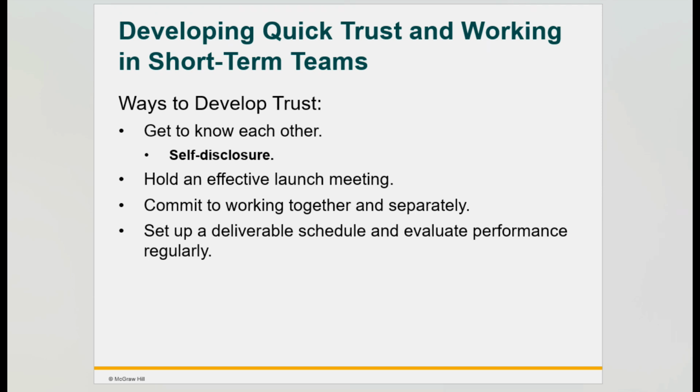You want to commit to working together and separately. So you might come together, as we talked about with that convergence piece, talk about what's happening, and then do the divergence to go out and take care of those parts that you are responsible for before you bring the group back together. And so having a schedule and evaluating performance is going to be key in these scenarios.